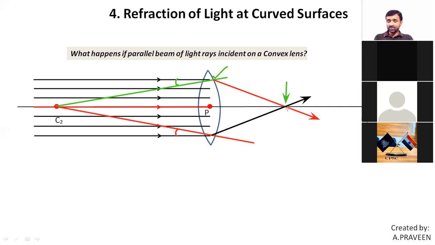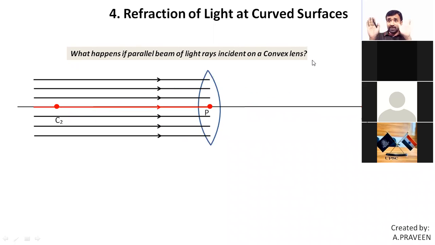That is the converging point. Where is it located? On the principal axis or not? That converging point is located on the principal axis because you have taken light rays parallel to the principal axis. Any confusion?